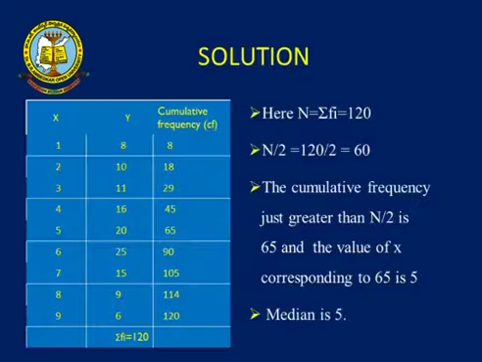Next, solution. First of all, find the n value. N value means the sum of the frequencies. X is the number of observations. Y means frequency values: 8, 10, 11, 16, 20, 25, 15, 9, 6. Okay, find the cumulative frequencies.